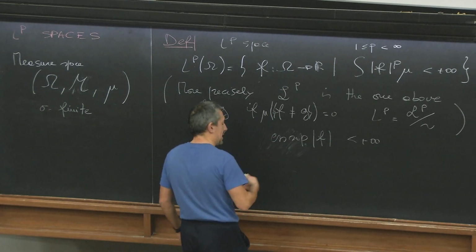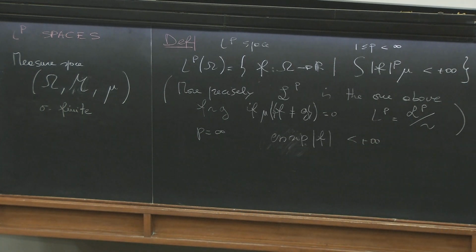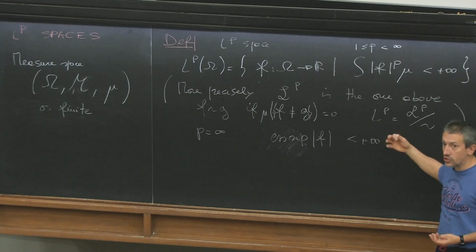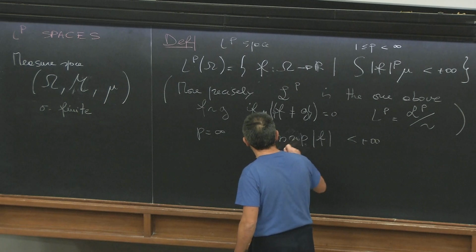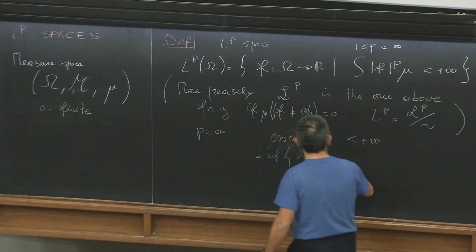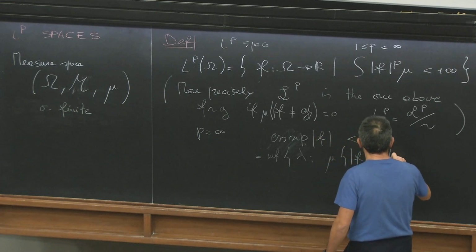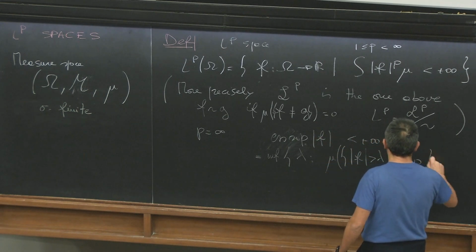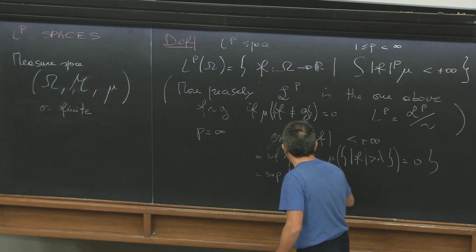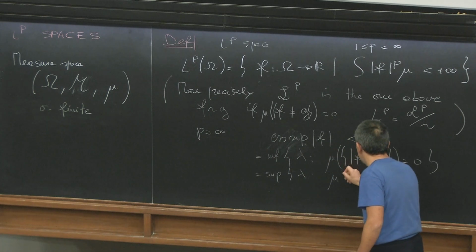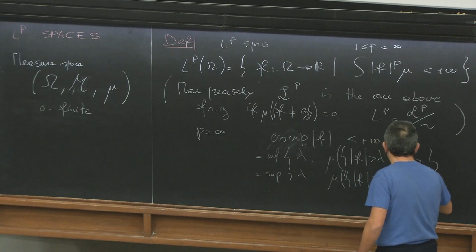Well, there are several ways. Have you seen this notation? It is the infimum of all lambda such that the measure of {f greater than lambda} is equal to 0, and vice versa it is the supremum of all lambda such that the measure of {f larger than lambda} is greater than 0.